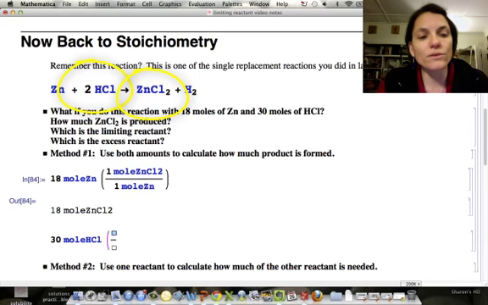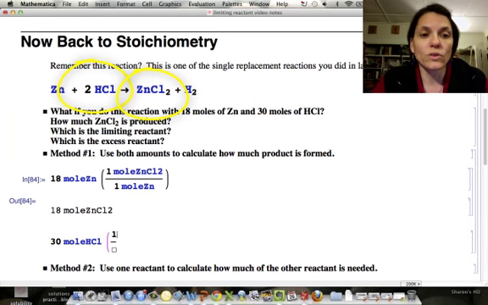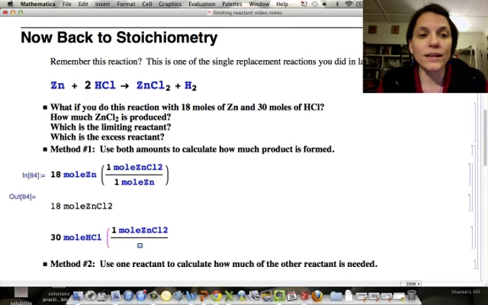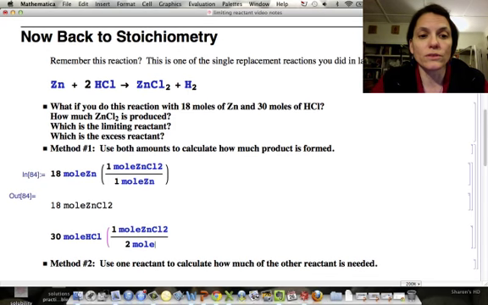All right, so we're going to do another mole ratio. We're going to still calculate zinc chloride. So 1 mole of zinc chloride goes on the top. And this time we're starting with the 30 moles of HCl. Well, we have a 2 coefficient. So we're going to put 2 moles of HCl on the bottom.